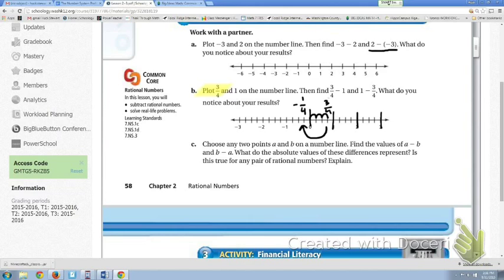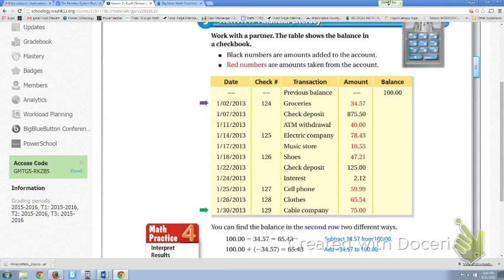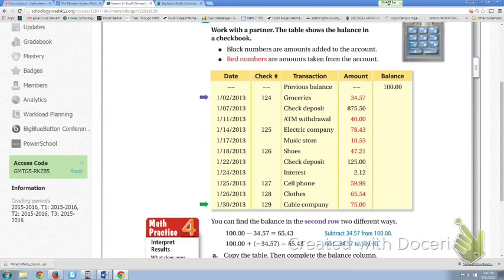Okay, so I'm going to take that. Now, this is your activity, and I'd like you to use a calculator for this. And don't forget that rational numbers are fractions, integers, and decimals.